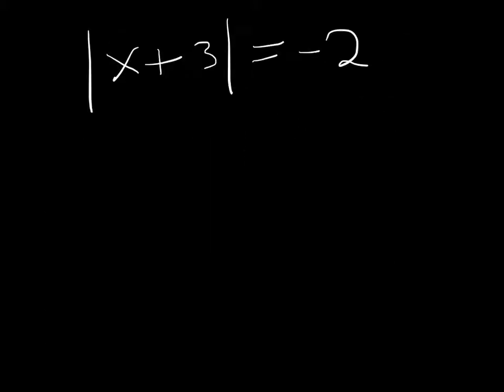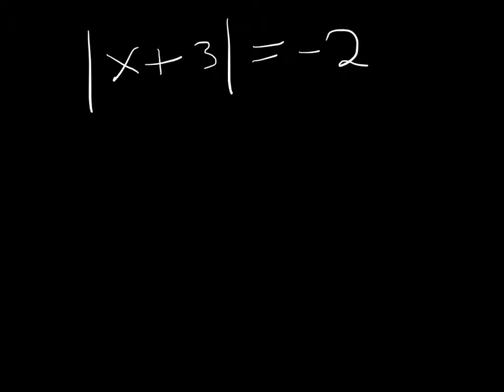Now I'd also like to talk about one other example here. This is a special case. If we look here, it's a fairly simple equation. It's the absolute value of x plus 3 equals -2. Now, there should be little alarm bells going off in your head. There's something funny about this.